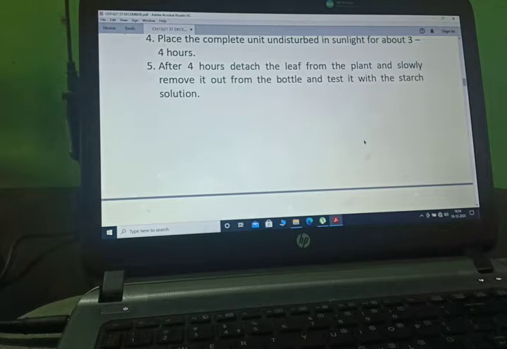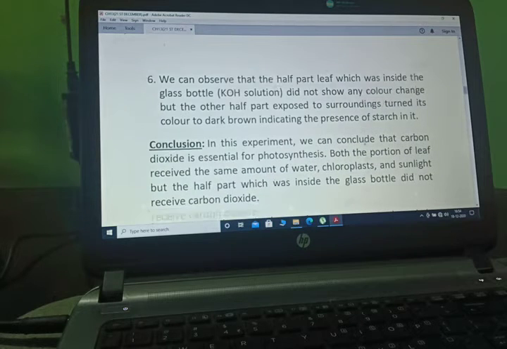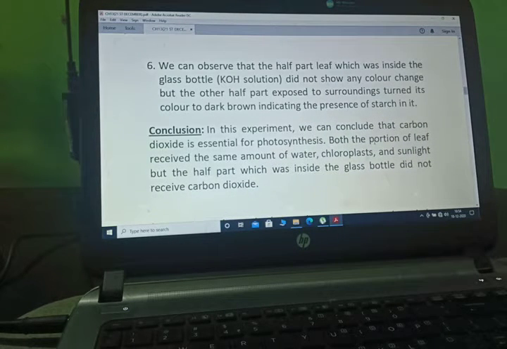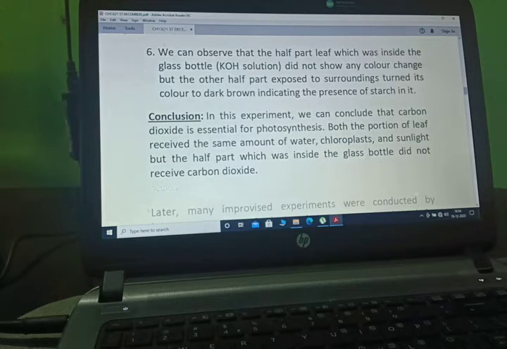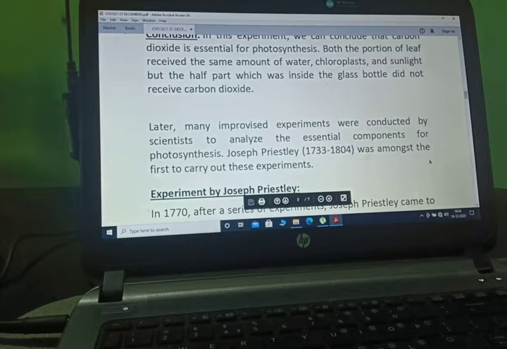After 4 hours, detach the leaf from the plant, slowly remove it from the bottle and test it with the iodine solution. We can observe that the half of the leaf which was inside the glass bottle did not show any color change, but the other half exposed to the surroundings turned a dark color, indicating the presence of starch in it. Conclusion: in this experiment we can conclude that carbon dioxide is essential for photosynthesis. Both portions of the leaf received the same amount of water, chloroplast and sunlight, but the half which was inside the glass bottle did not receive carbon dioxide.